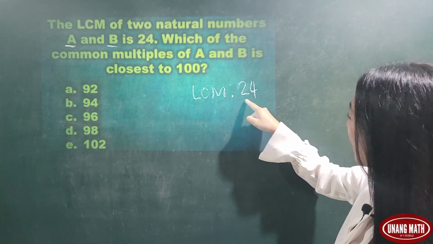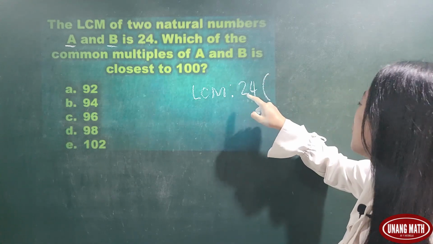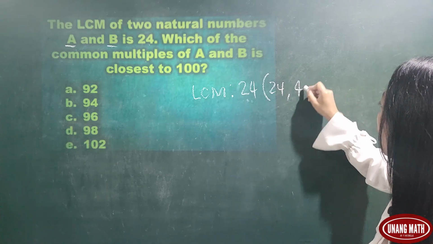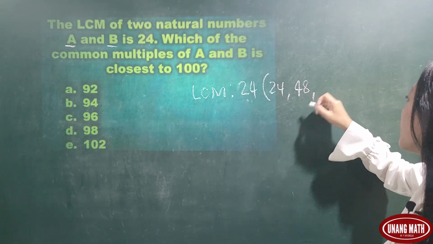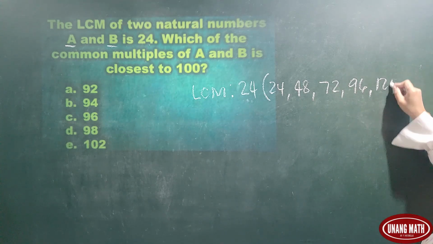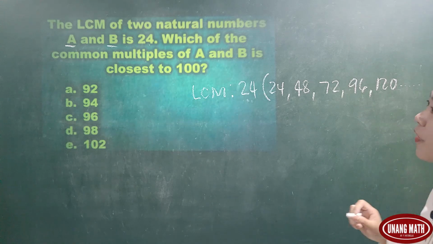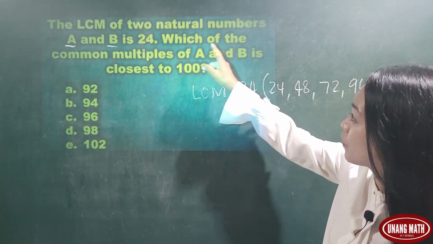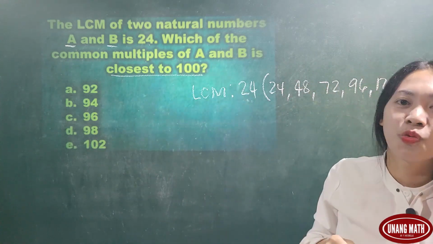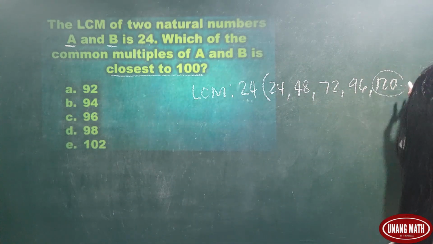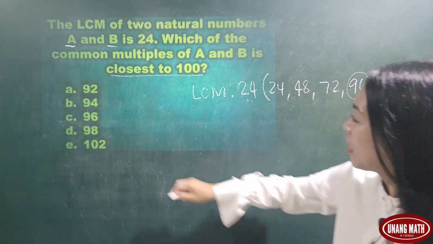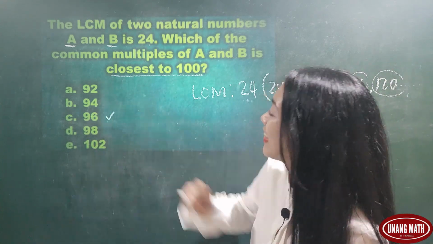Okay, let's get 24's multiples. So 24 times 1 is 24, times 2 is 48, okay, times 3 is 72, next is 96, 120, and so on and so forth. The question is, which of the common multiples of A and B is closest to 100? 120 is more than 100. Closest to 100 is 96. So our answer is C, 96.